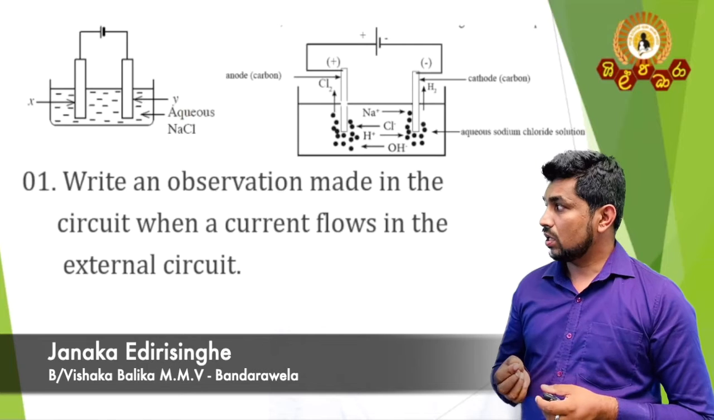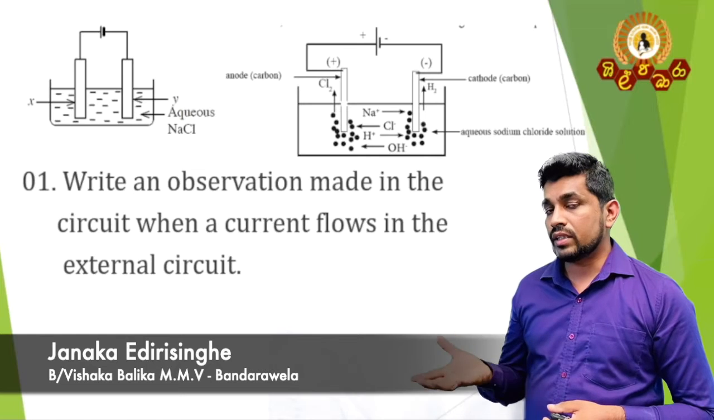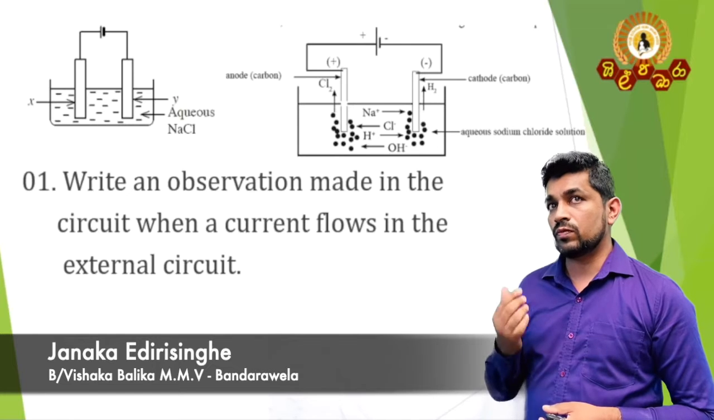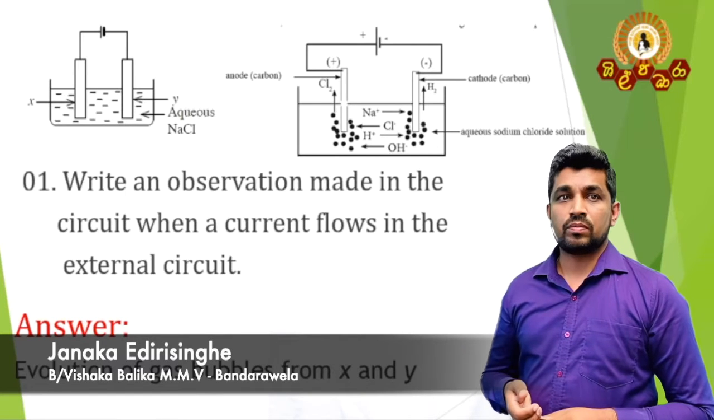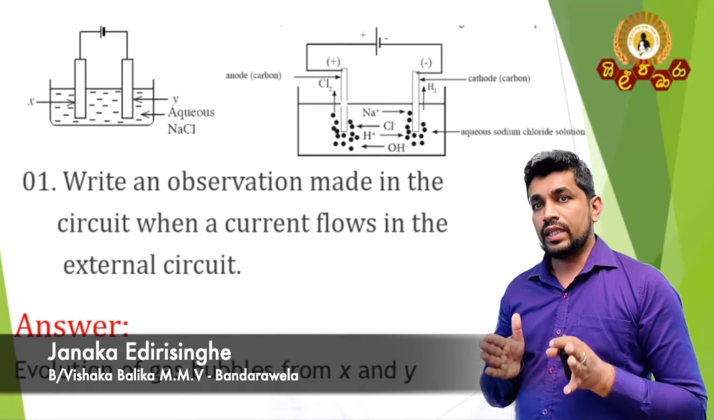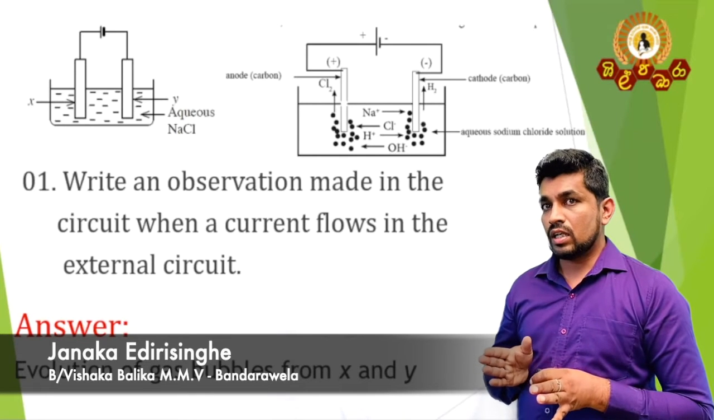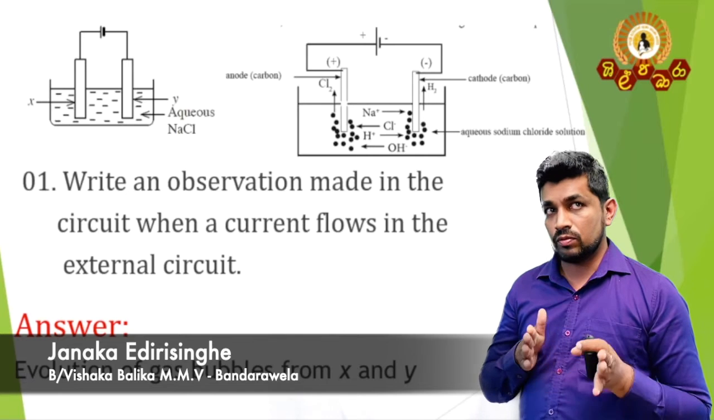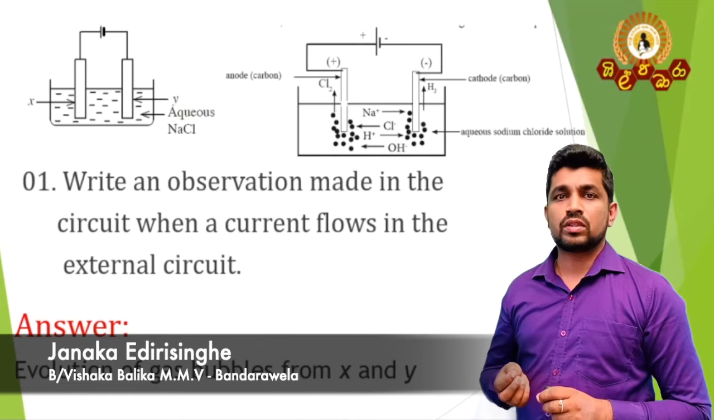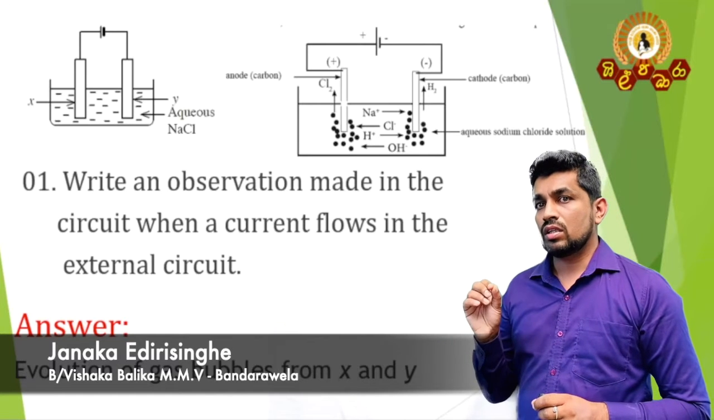As I told you, when that process is happening, some gas bubbles evolve: hydrogen evolving from the negative terminal as well as chlorine evolving from the positive terminal. So we can mention evolution of gas bubbles from both X and Y electrodes here. If you have a question, there is no need to explain again and again; it is labeled with X and Y, and you can write the answers using those terms. No need to mention anode and cathode. You can just write X and Y.